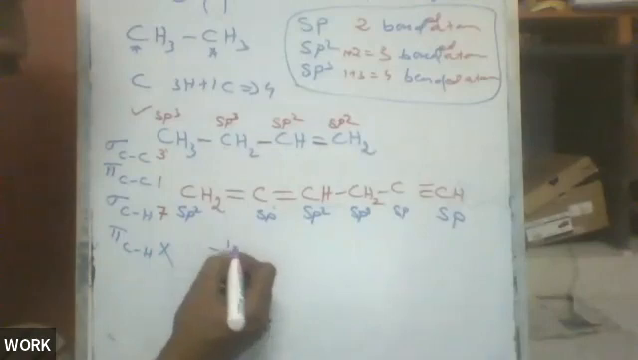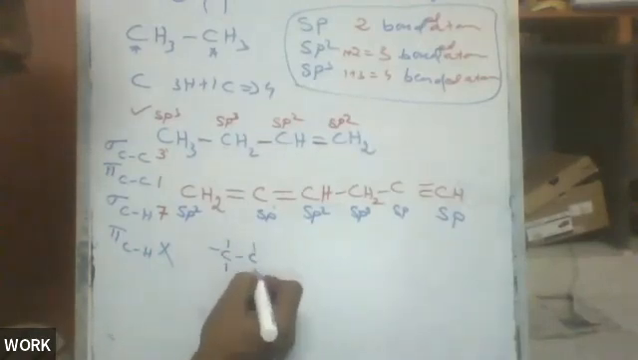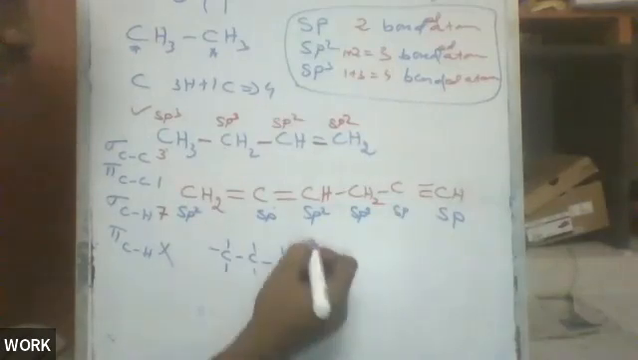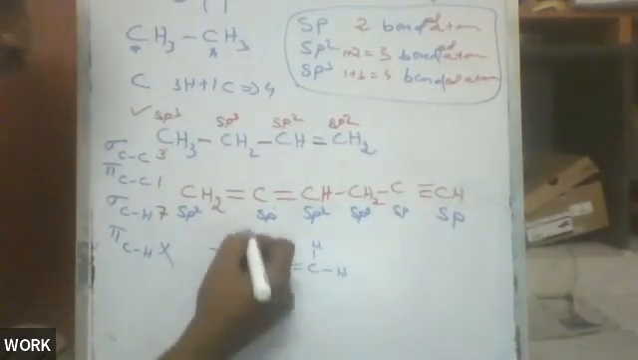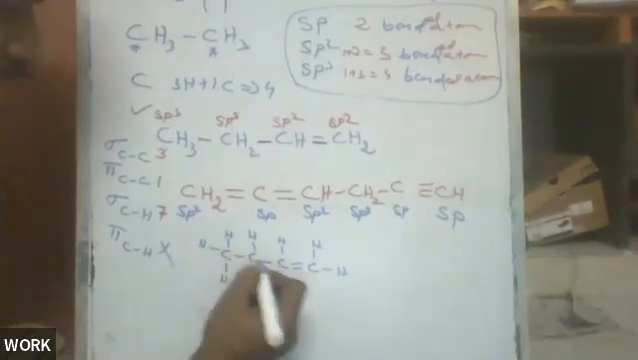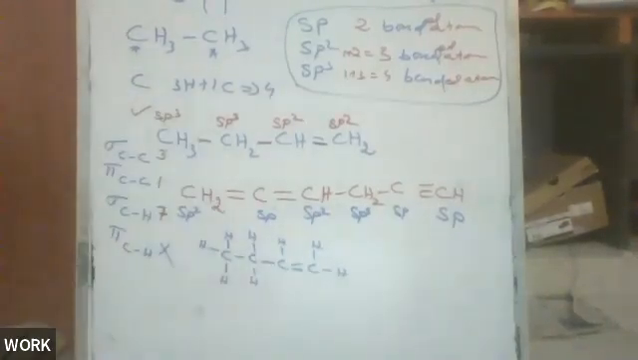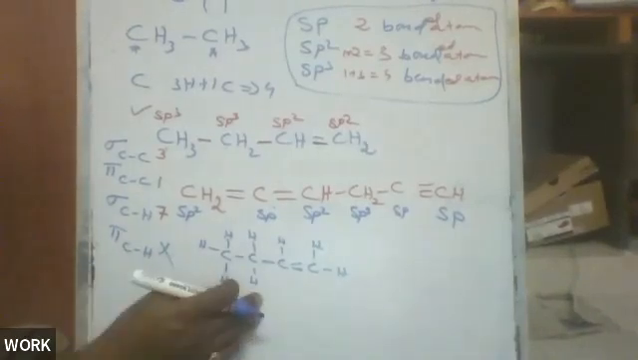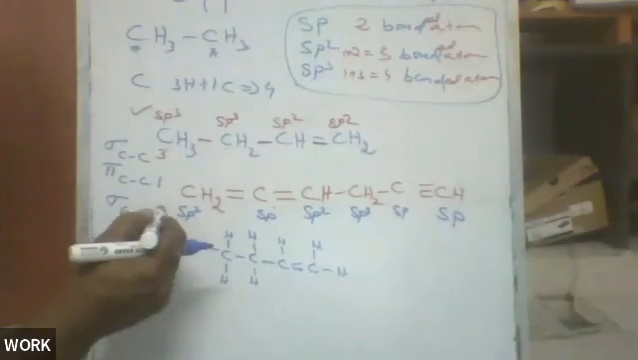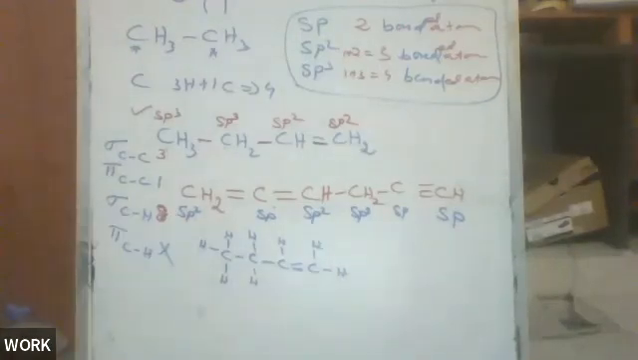Carbon 1, 2, 3, 1, 2, 1 double, 1, 1, 2. So 1, 2, 3, 4, 5, 6, 7, 8, 9, 10, 11. 3, 5, 6, 7, 8. Yeah, you made a mistake. 8 plus 1 is 9, 9 plus 3 is 12.